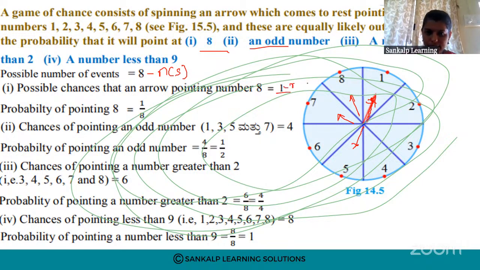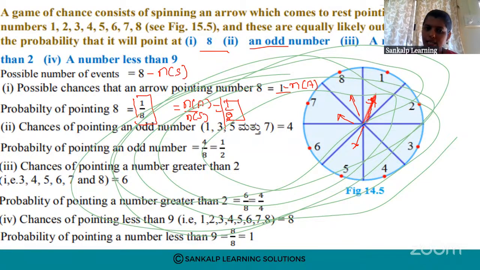So this I will call n of a. Probability of pointing 8 is n of a divided by n of s. So n of a is 1, divided by n of s, which is 8. So 1 divided by 8 is the probability of getting the chance of the arrow pointing to number 8.